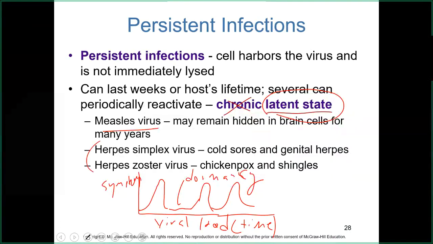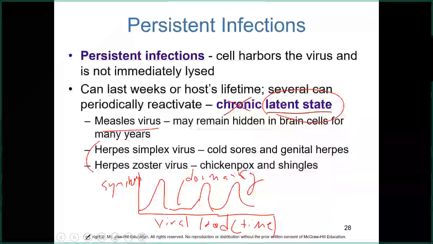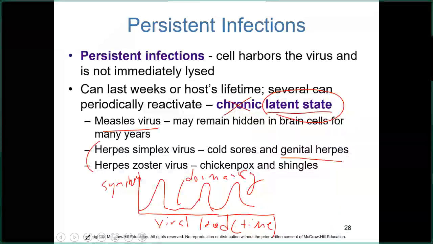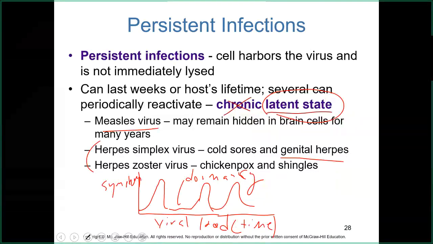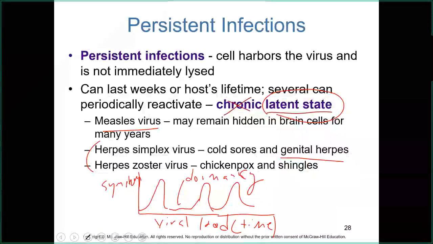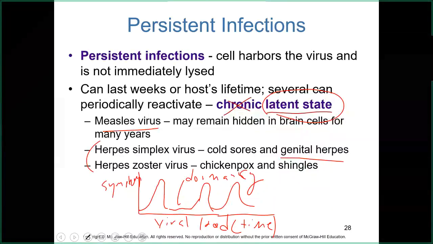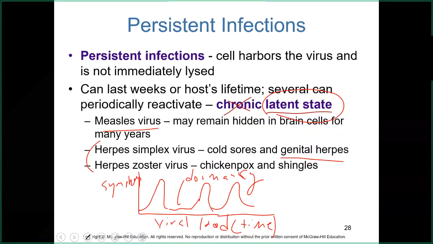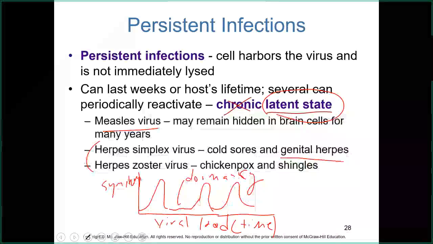The herpes viruses do this same sort of thing. So we have these flares with herpes infections that can sometimes happen, especially with the genital herpes. Herpes zoster, or I think they're calling it varicella now, that's chickenpox. And you can have that as a child, but then later you still harbor that virus, you can develop shingles, which is a much more serious condition. All right, so there's that.